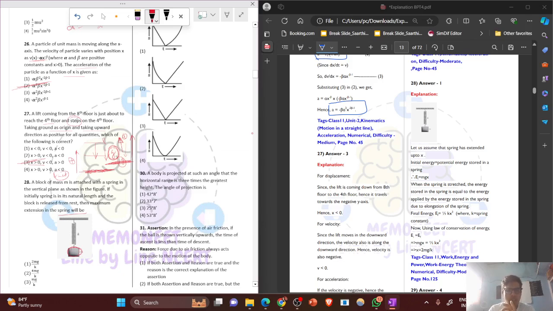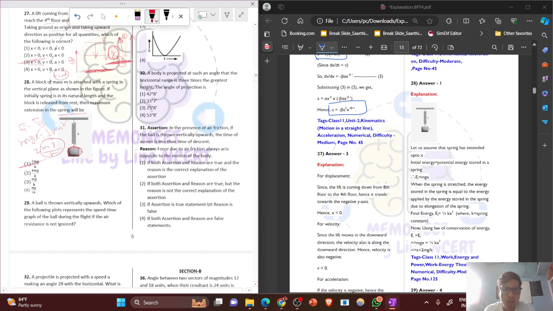You simply use energy conservation. Initial energy equals final energy. When the block is at the maximum, it has the potential energy. So now mgx is equal to half k x square. Simply you just need to understand this, and from the natural length you can easily calculate the value of x: 2mg by k. Means option first is your correct answer. You just need to use the energy conservation. It's nothing more than that.